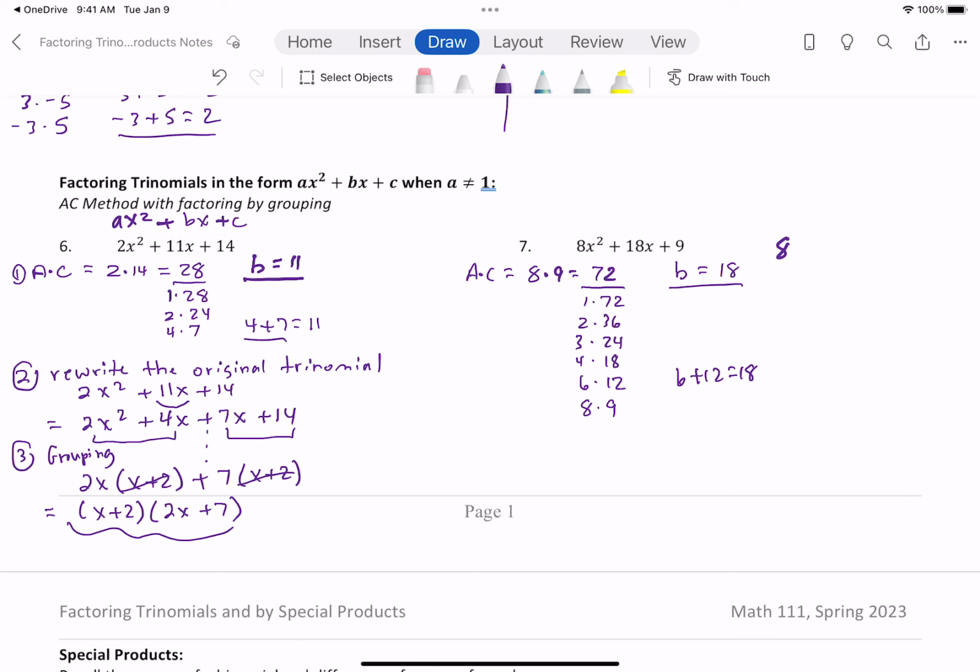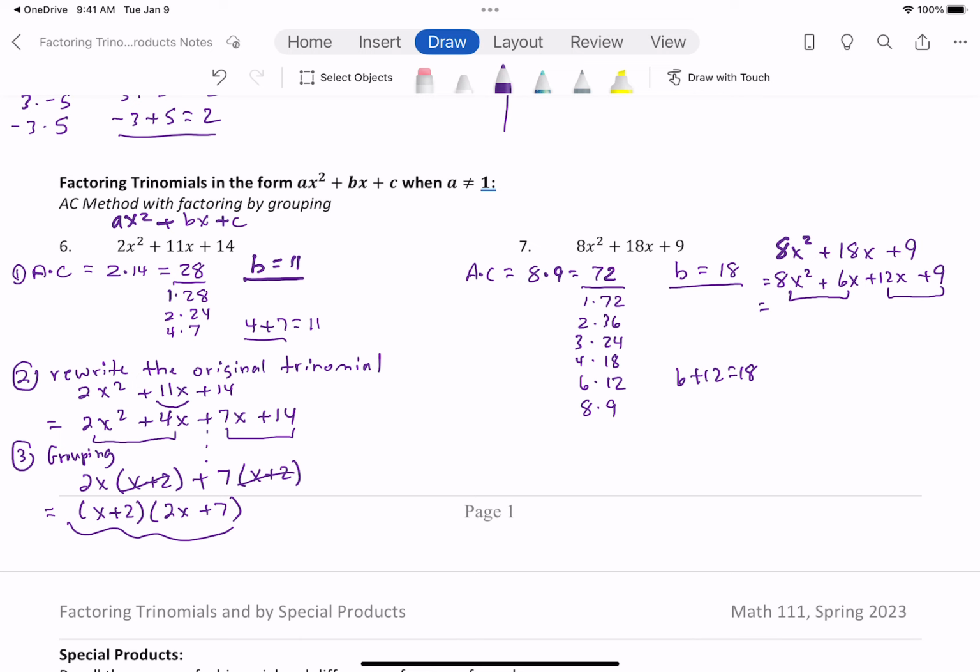So back to my original, 8x squared plus 18x plus 9. We're going to rewrite that middle term using the factors of 6 and 12 that we just found. So instead of writing 18x, we're going to write 6x plus 12x plus the 9. And then we're going to pair them off and do factor by grouping again.